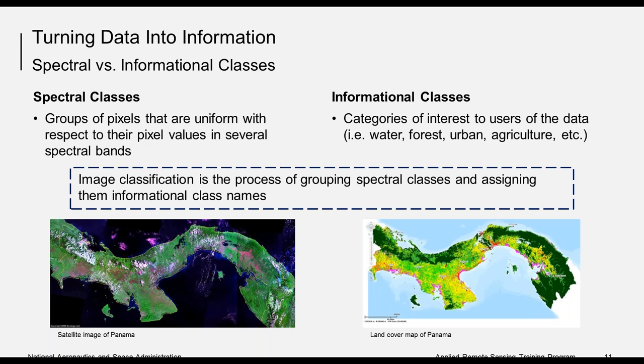Image classification is the process of assembling groups of similar pixels into classes that are associated with informational land cover classes. So as shown in the images below, on the left-hand side is a satellite image of Panama, and on the right-hand side, that satellite image has been transformed into a land cover map.